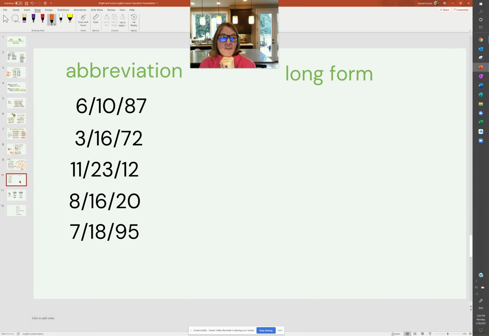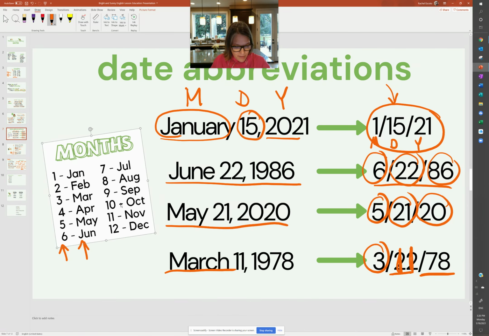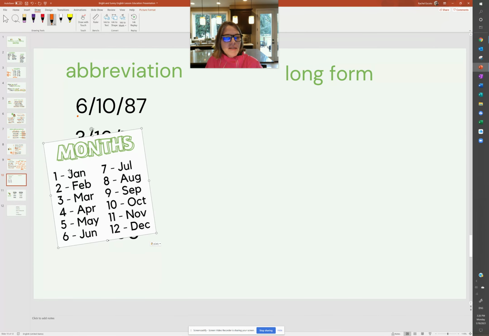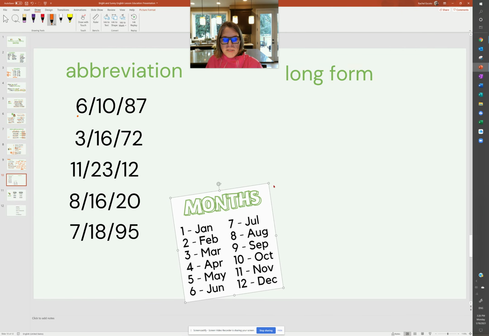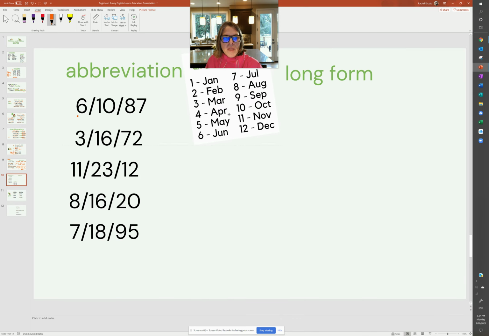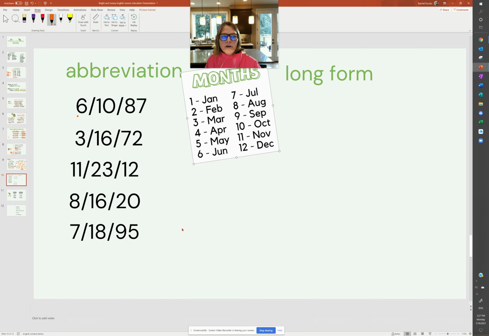Let's see how we go from the abbreviation to the long form. So what month is this? Let me see. I'm going to put this on the page for us to help us. Okay, let's put this right here so it can help us remember. All right, let's go from short form to long form.